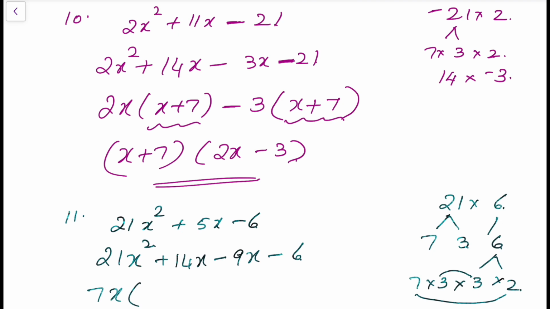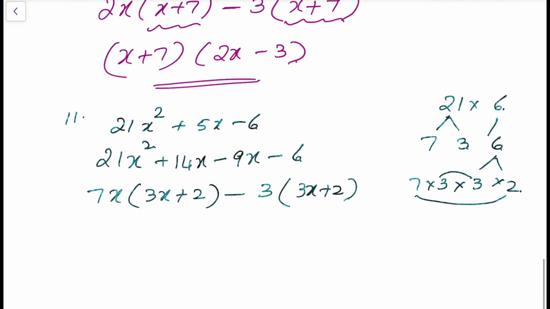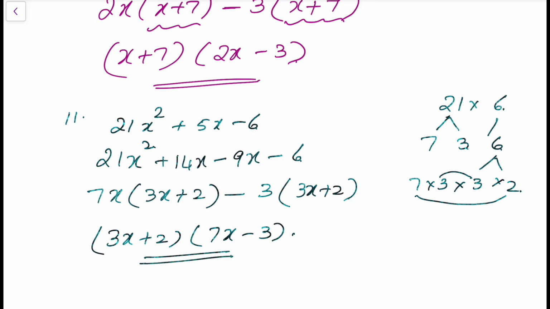Now, you have 7x as common. So, 3x plus 2 minus 3 into 3x plus 2. As I have always been telling, this is pure practice only. The more you practice, the more you will become familiar with the sums, and it will be faster for you to do, and automatically you will develop the interest too.